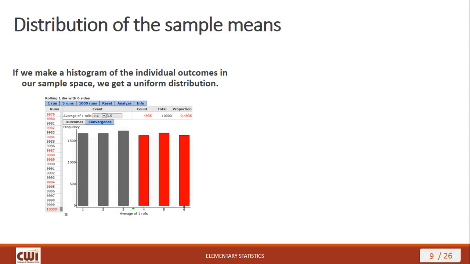If we make a histogram of the individual outcomes in our sample space, what we end up with is a uniform distribution. This is to be expected because we have an equal probability of getting any one of the 6 outcomes. So here are the 3 outcomes that are above the mean value of 3.5. Here are the 3 outcome values that are below 3.5. And what we see here are the frequencies of their occurrence within the sample distribution. Notice how it's more or less the same. Not exactly, but more or less the same. And this is what we would expect since we have an equal likelihood of getting any one of these 6 outcomes.